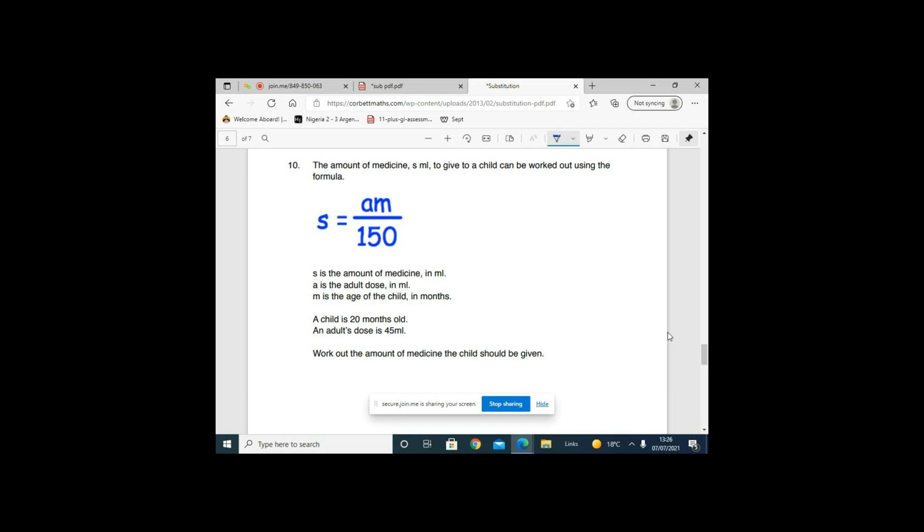Are you done with it? Yes. So what's the answer? 6. Okay, you got 6. So it says that this is the amount of medicine in milliliters.